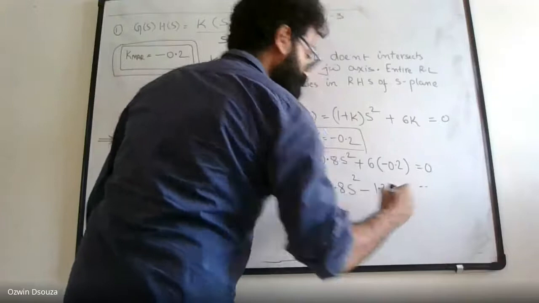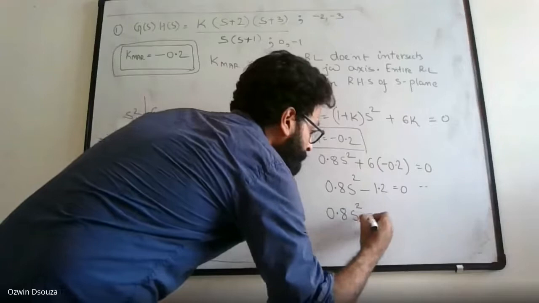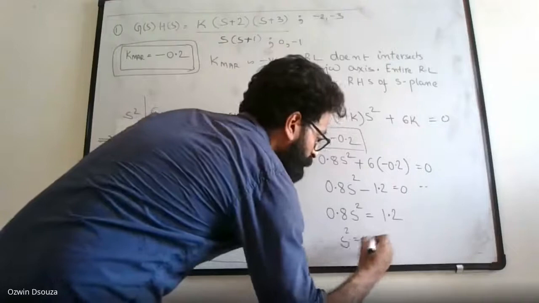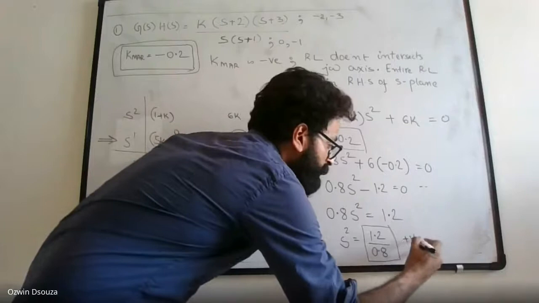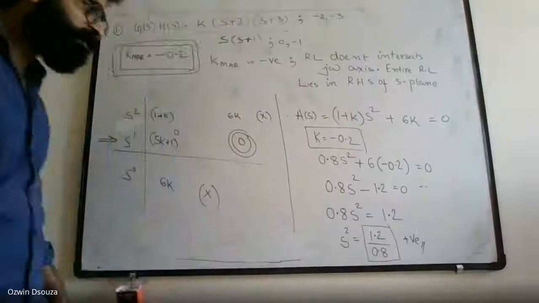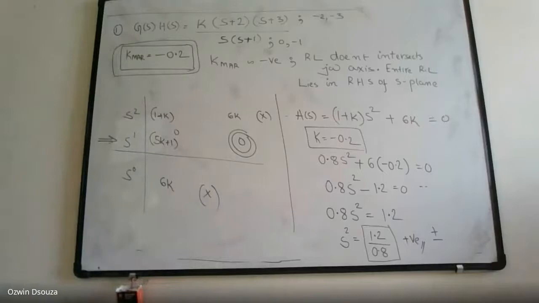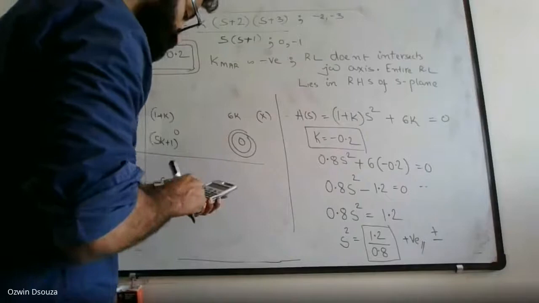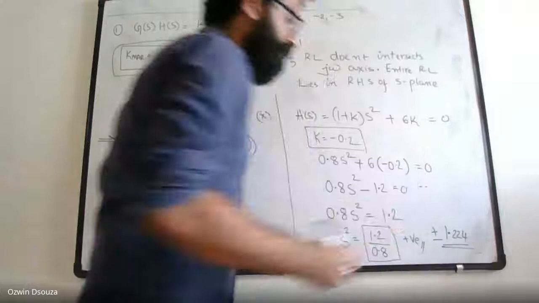So find out the roots. You tell me, are you getting imaginary roots or real roots? Can anyone quickly tell me? 0.8 s squared is equal to 1.2, or s squared is 1.2 divided by 0.8. So if you see, this ratio is positive. So when you take the square root, you will get plus or minus a real number, under root 1.2 divided by 0.8, which gives plus or minus 1.224. So there is no j term.